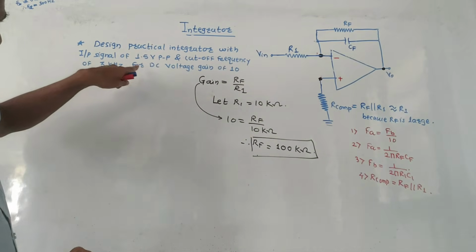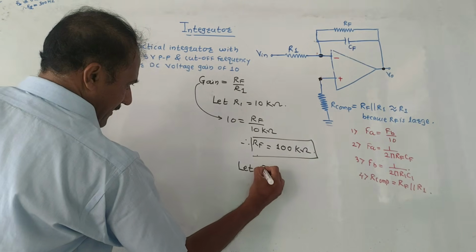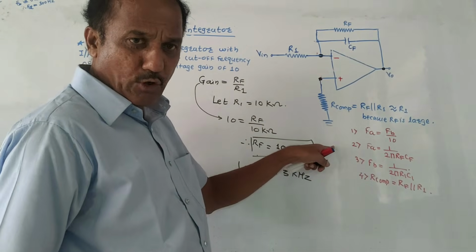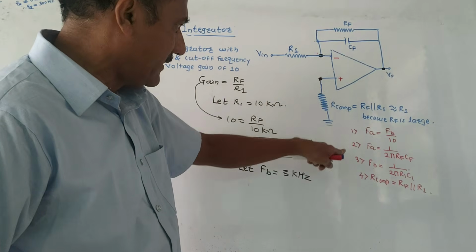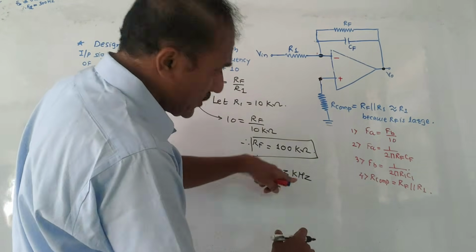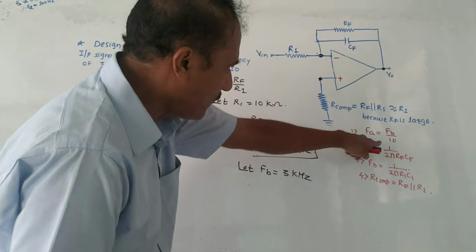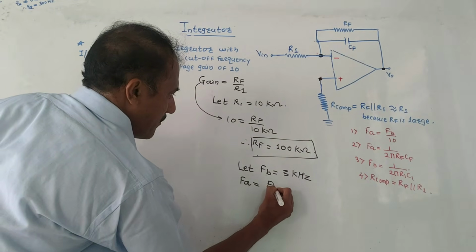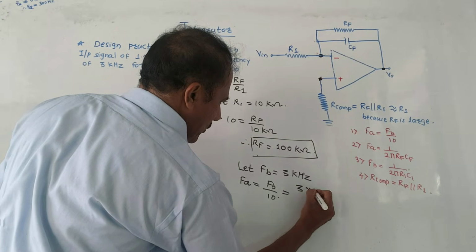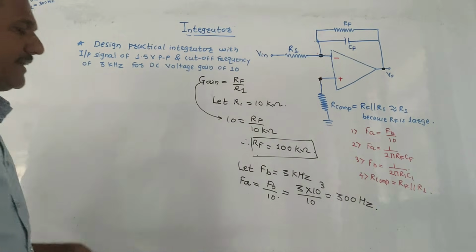Now this frequency is given in the question. Cutoff frequency is 3 kilohertz. So I will assume like this: let FB be equal to 3 kilohertz. I have made a list of formulae. Just now we discussed these formulae while discussing the practical integrator circuit. So I am considering FB is equal to 3 kilohertz. No doubt you can well consider FA is equal to 3 kilohertz, only the values will change. Look at the formula: FA is equal to FB upon 10. FB is 3 kilohertz, so 3 into 10 raised to 3 upon 10. So the value of FA is 300 hertz.